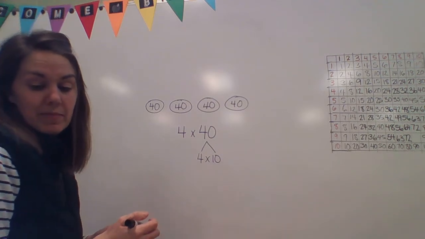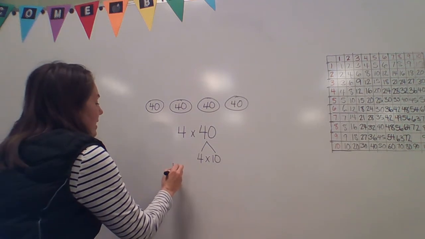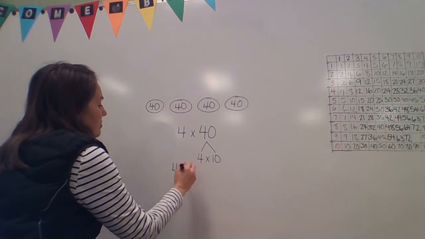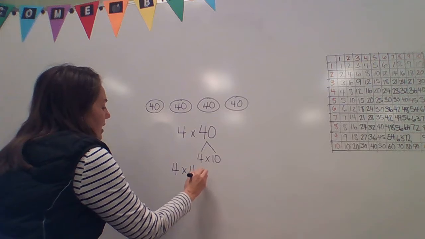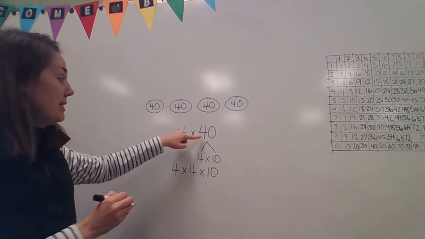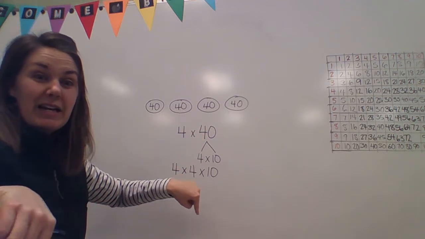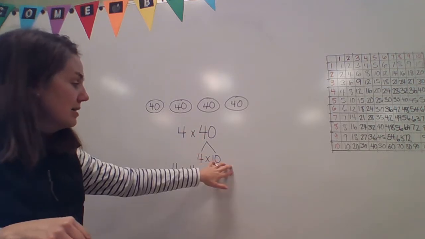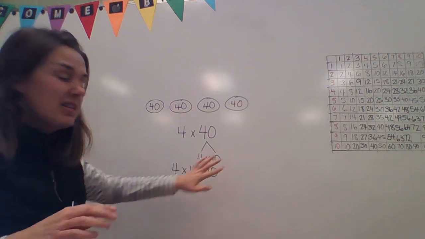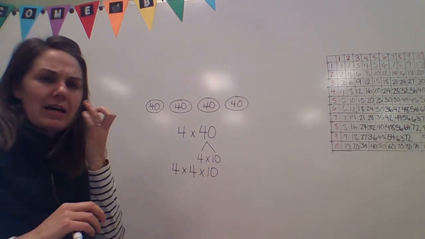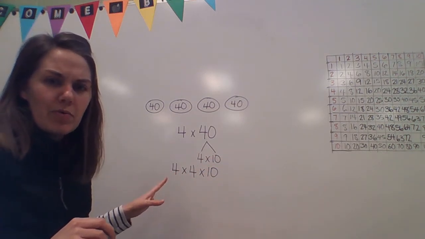So I'm going to think about, and then if I rewrite it, I have 4 times 4 times 10. So I've used my distributive property, and I've taken that 40 and I've divided it into some smaller pieces so that I say, oh, I know 4s and I know 10s. That's a lot easier to work with. I'm more comfortable with that now.